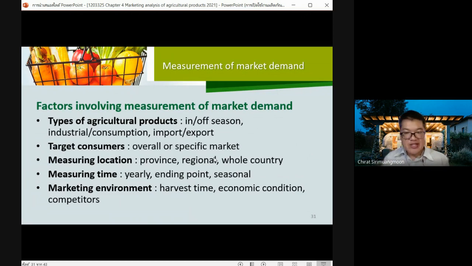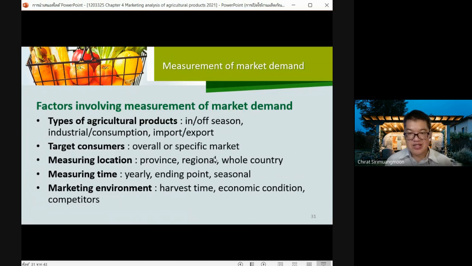And the second one is, who are your target consumers? Do you have an overall market, like a general market, or is it a very specific market, like a niche market? I would say it is good if you can classify a specific market, because you can take some strategies or send some messages directly, and the results should be better than just having an overall market.